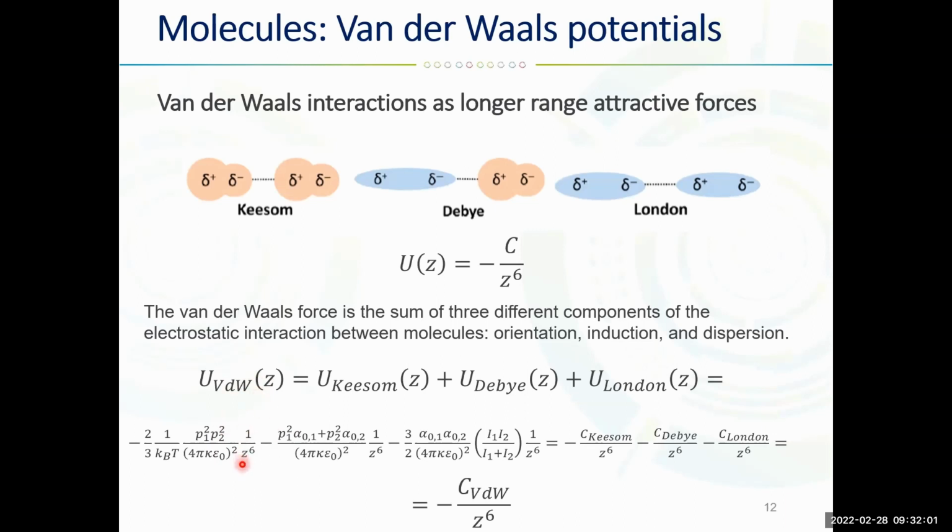So it's for Keesom force, for Debye force, and for London force everywhere. So van der Waals forces, you will see them in other discussions when we will be talking about different AFM modes. So I don't want you to remember all these terms here. What I want you to remember is this z power 6 over here. It is quite important.